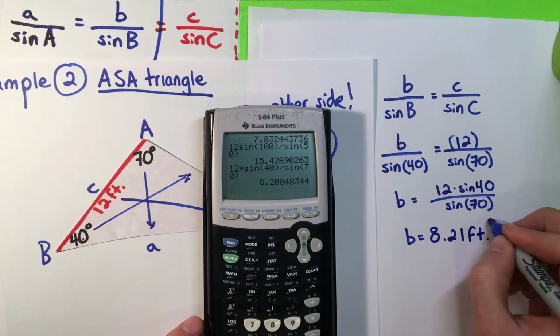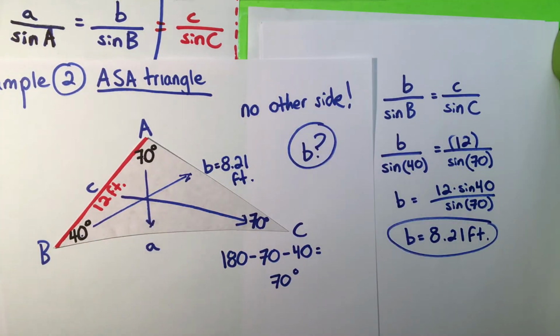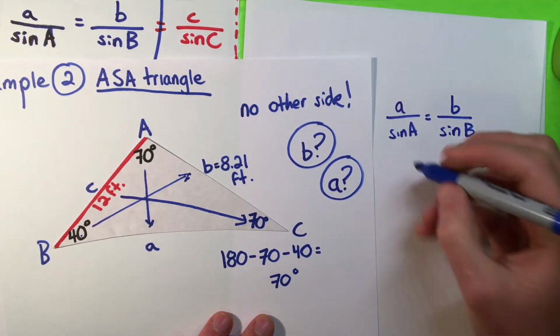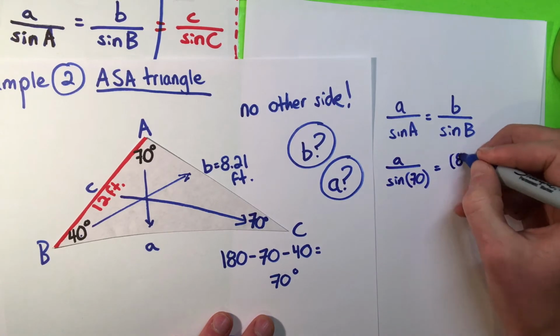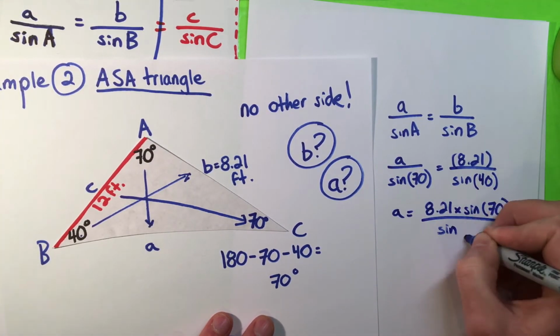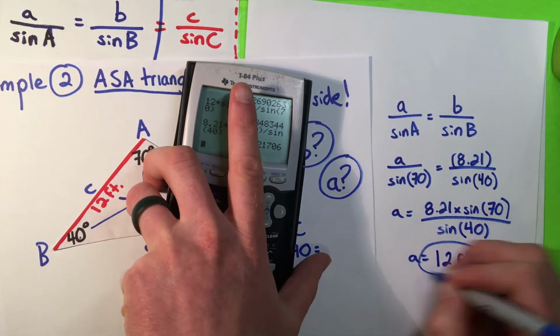So now we have solved that, and the only last piece of information that we need to solve for is little a. So we can do sine law again to solve for little a. It's going to be the same process. We're going to multiply by sine 70, and we'll end up with 12 feet for little a.